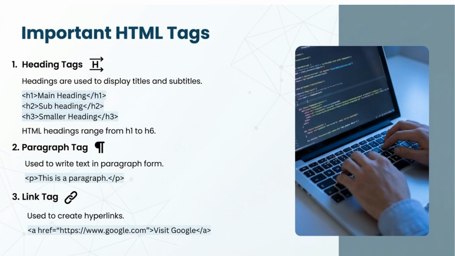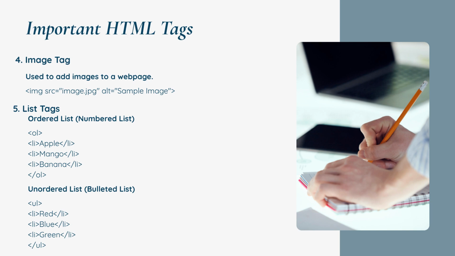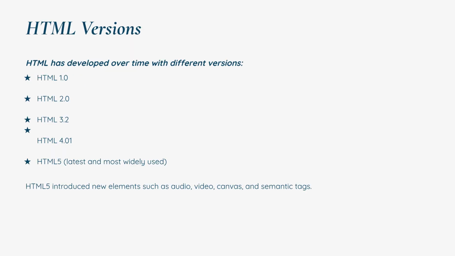Important HTML tags include heading tags, paragraph tags, and link tags. Heading tags range from H1 to H6. The link tag creates hyperlinks. The image tag is used to add images to a web page. List tags, like ordered less than OL greater than and unordered less than UL greater than lists, are used to create structured lists. HTML has developed through different versions.